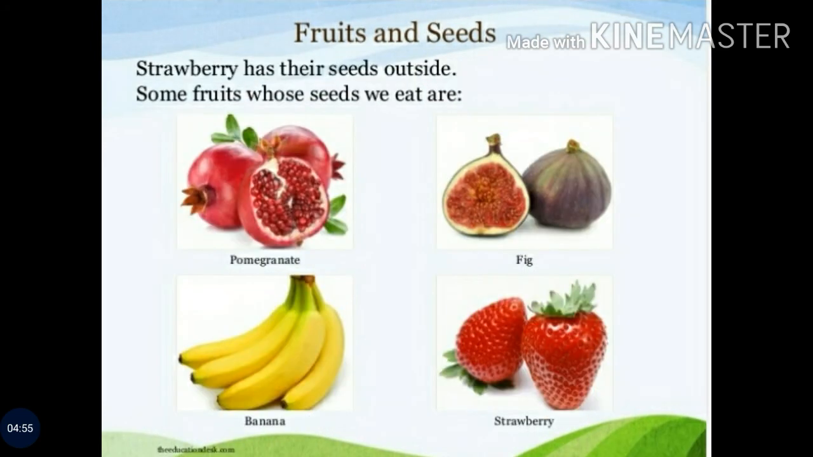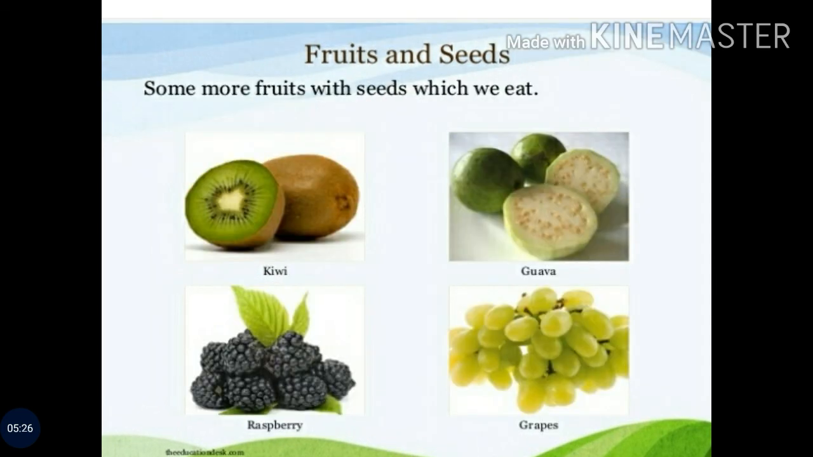But there are some fruits whose seeds we eat. For example, pomegranate. Pomegranates have seeds in them. Those seeds we will eat. Fig, banana, strawberry. These are all fruits which have seeds in them, and we also eat those seeds. Some more fruits with seeds which we eat are kiwi, guava, raspberry, grapes. These are all the fruits whose seeds we eat.